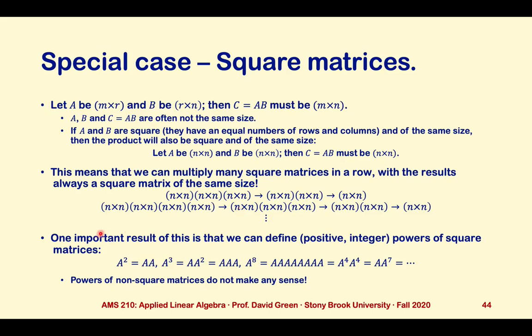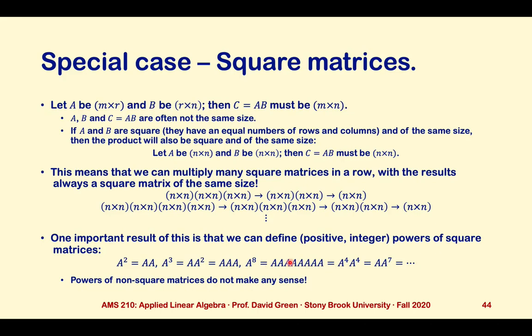One really interesting result of this is that we can define powers of square matrices, at least initially, for positive integer powers. Right? That is, we can define A squared, meaning A times A, A cubed, meaning A times A squared, or A to the 8th, meaning a product of 8 copies of A multiplied together.